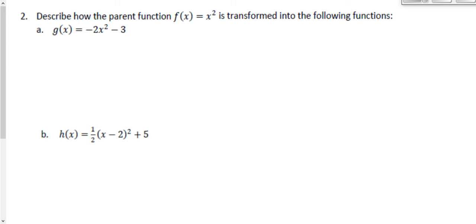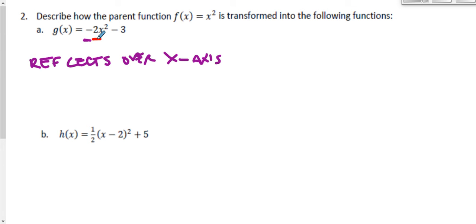That's going to cause 3 different changes. First and foremost, the negative in front is going to flip my graph upside down. That's a reflection. So I'm going to say that reflects over the x-axis. Up next, the 2 itself does its own thing. The 2 is going to take all of my y values and multiply them by 2. So that's going to double the height of my graph. So we're going to call that a stretch. That is a stretch by 2.